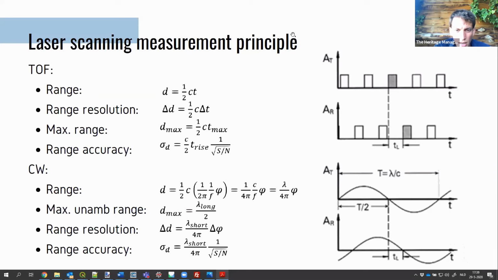Yeah, indeed. C in the equation is the speed of light. So this is the resolution, and in this case, the resolution is defined by half the wavelength of the long wavelength. No, sorry, the short wavelength portion that can be measured on the fraction of the distance interval.